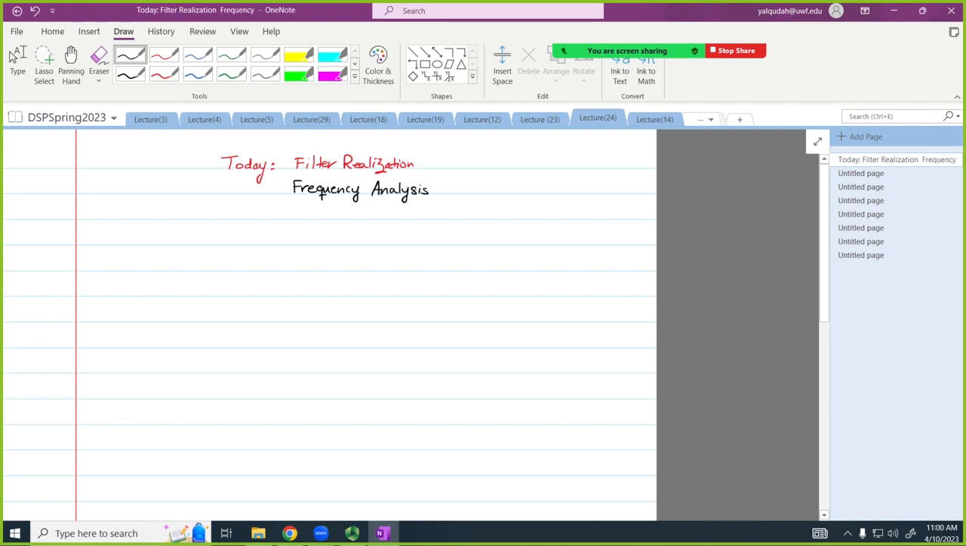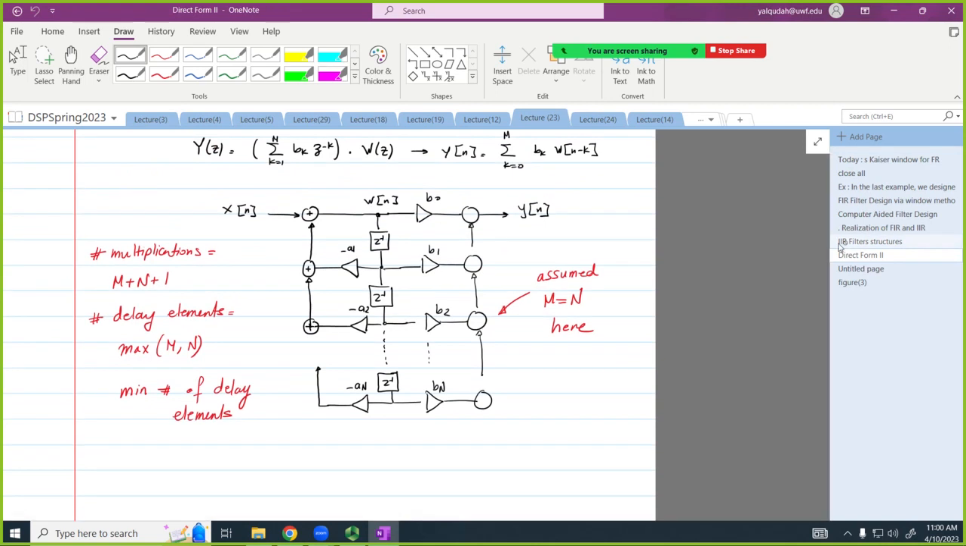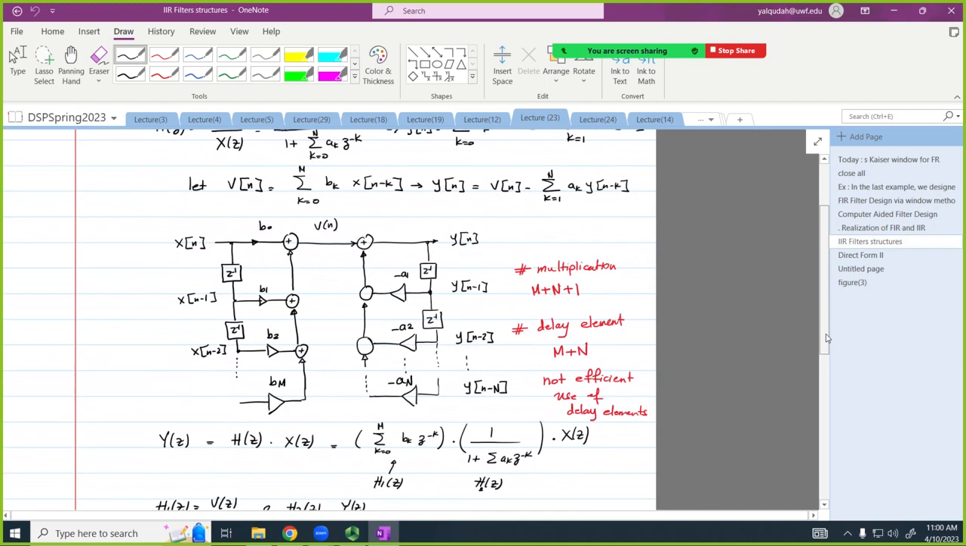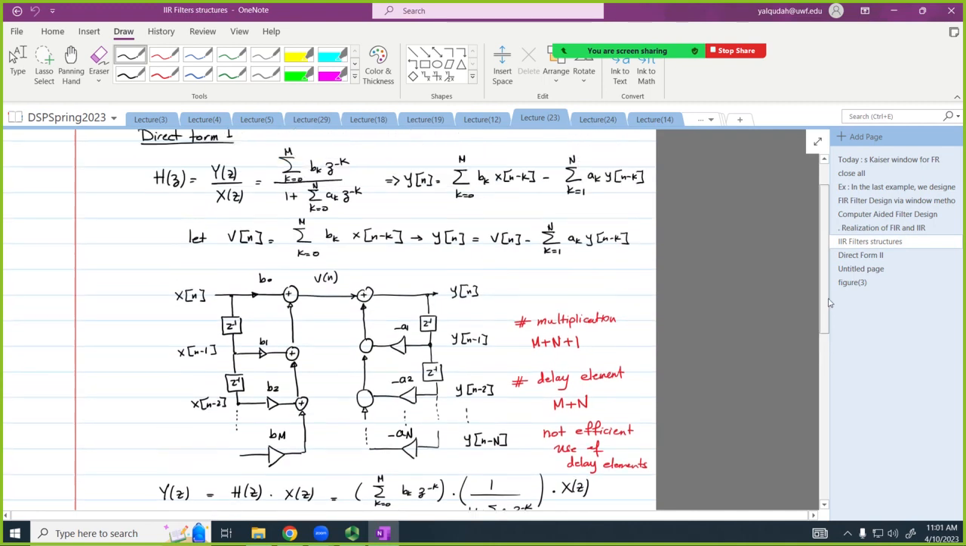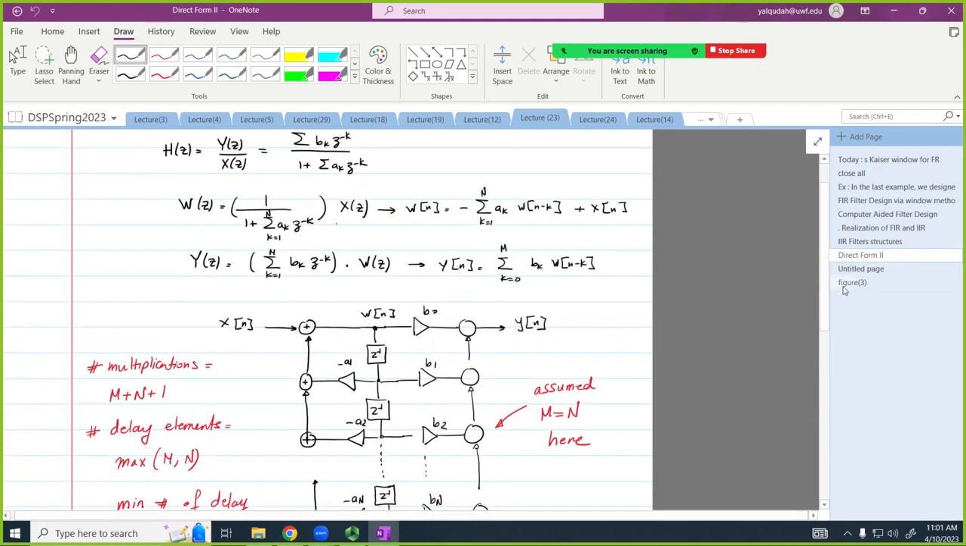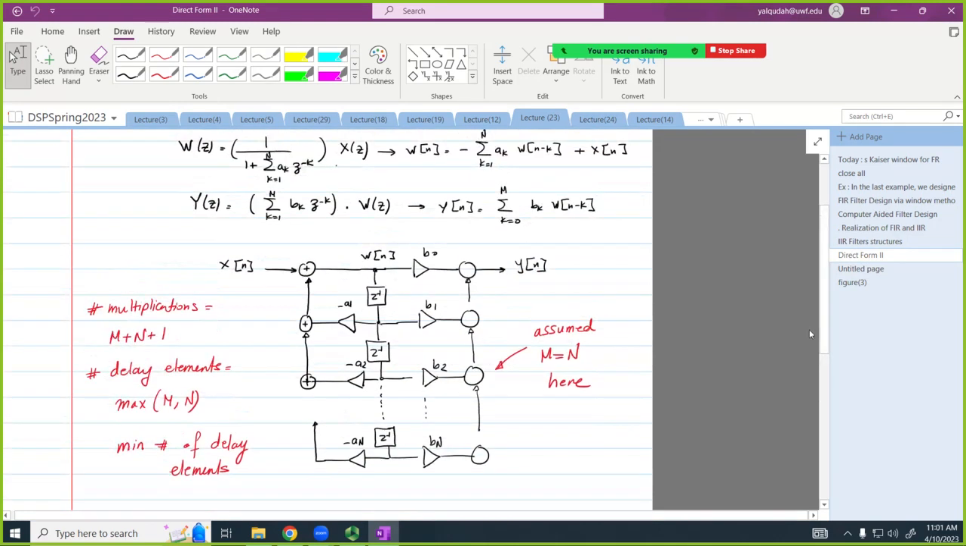Okay, so in the previous class we looked at different ways of realizing the filter, and we said we can manipulate the transfer function of the filter, and therefore we are able to realize the filter using different structures. So we looked at the direct form 1, we looked at the direct form 2, and direct form 2 for the IIR filters.